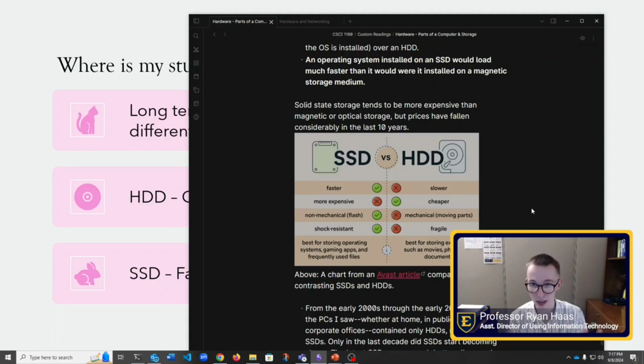Another factor with laptops to consider is the weight, right? Solid state drive is going to weigh a lot less. It's also going to hold up if you drop it or bang it around a lot more than that hard disk drive will. So that's the idea of it being shock resistant. It's also better for storing operating systems. It's going to load things faster into the RAM.